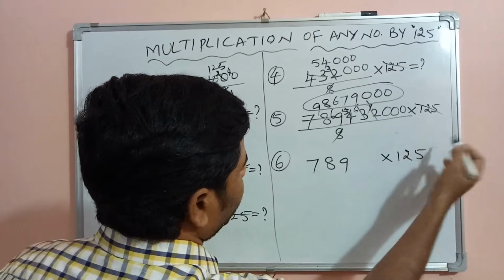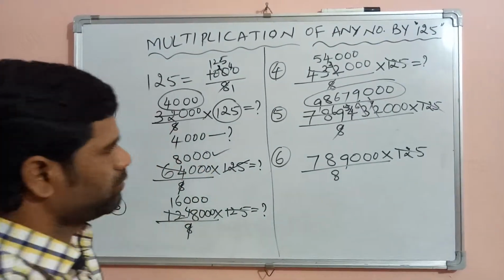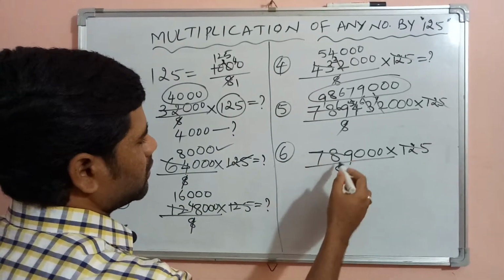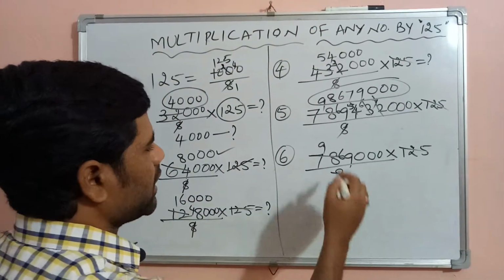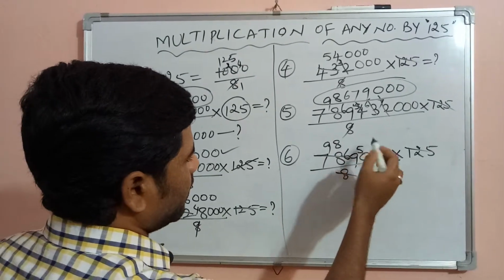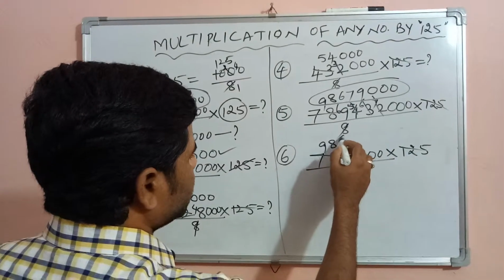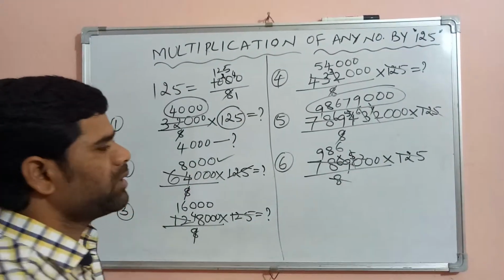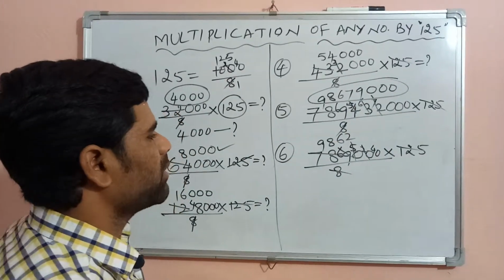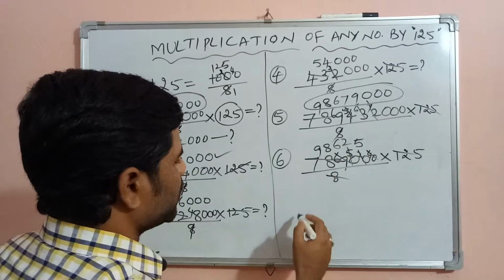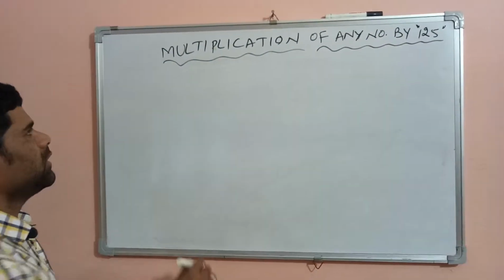789 into 125 is equal to how much? Now simply cut this 125 and write here 3 zeros divided by 8. Now 8 goes in 78 how many times? 9 times. That is 72. The remainder is 6. That number becomes 69. Again 69. 8 goes in 69 8 times. That is 64 and 5. Remainder is 5. Now that number becomes 50. Now 8 goes in 50 how many times? 6 times. 8 6s are 48. Now 2 is the remainder. Number becomes 20. Now 8 goes in 20 how many times? 2 times. That is 16. And remainder is 4. So the number becomes 40. 8 goes in 40 5 times. So the answer is 98625. Now one more example we will see.